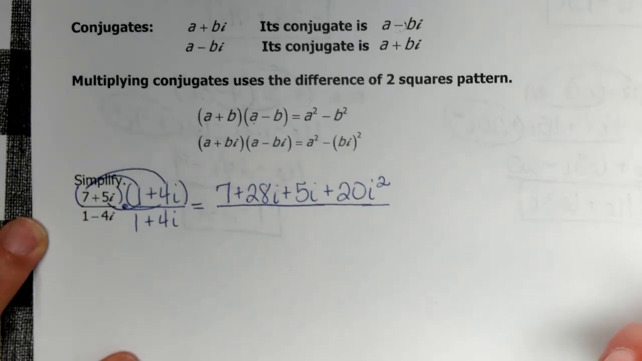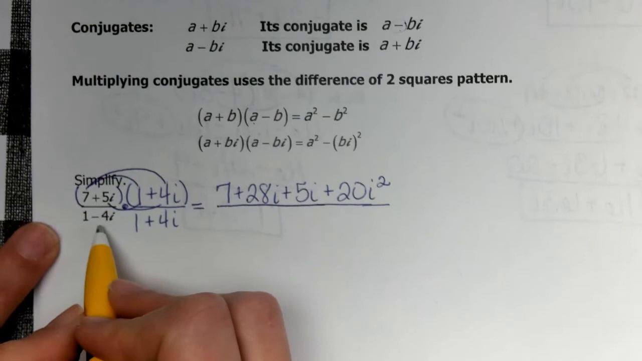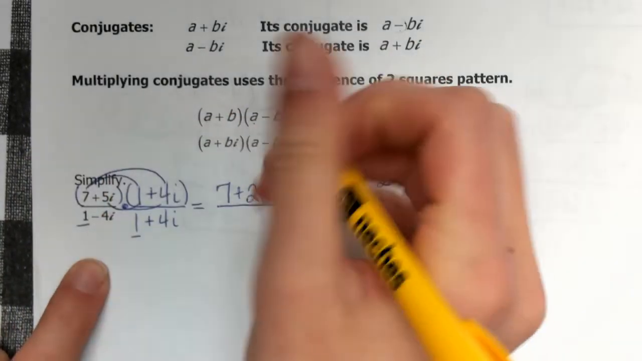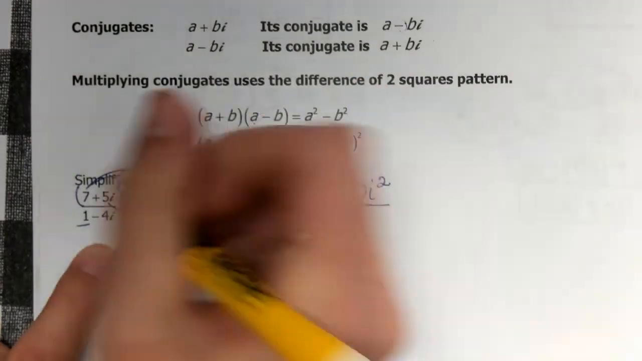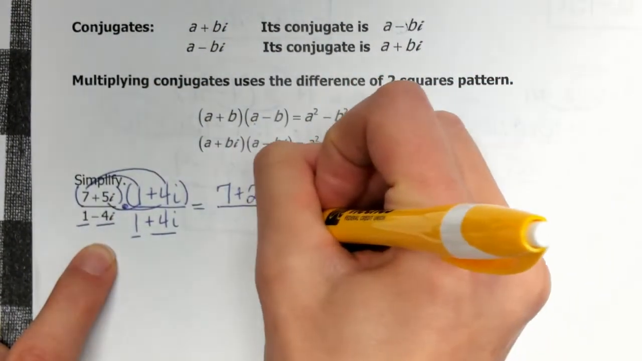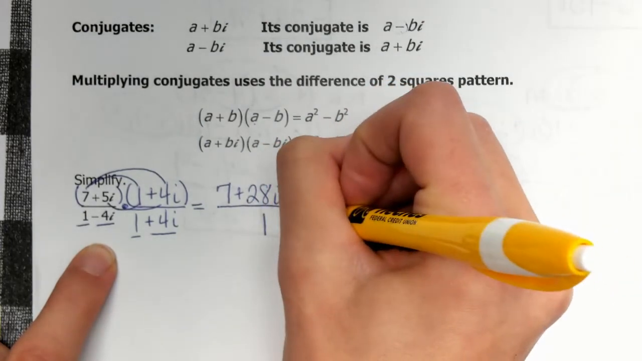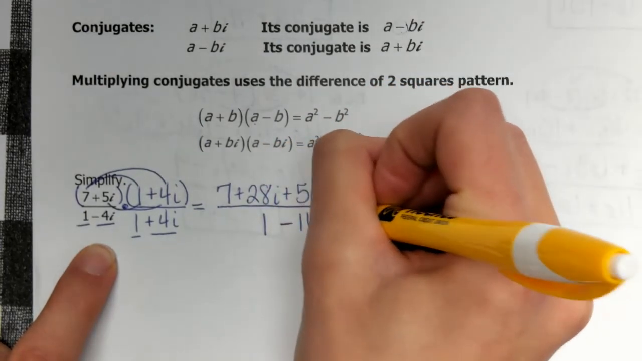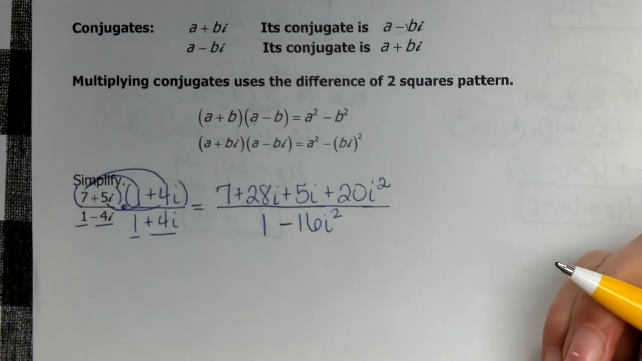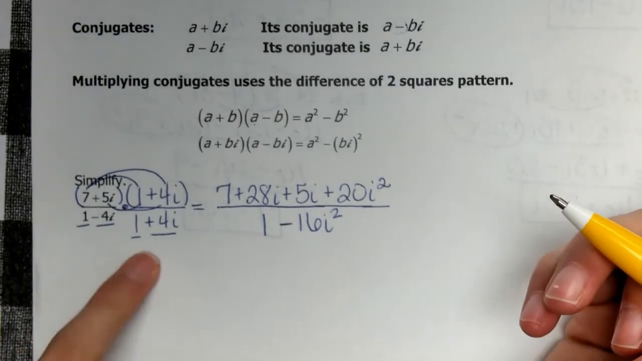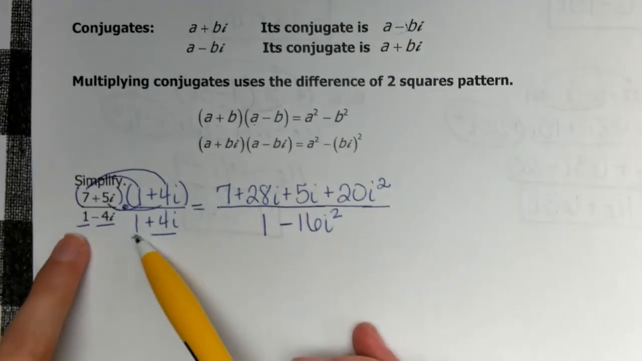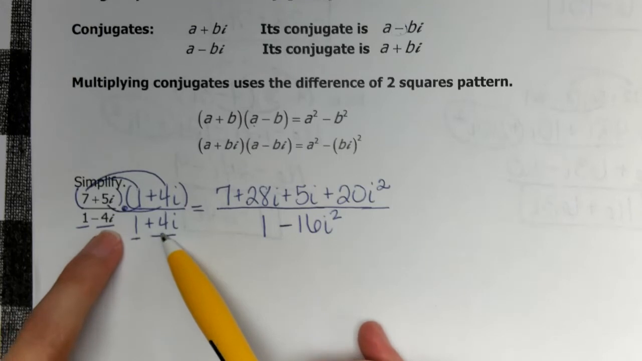Okay? Now the denominator, it's a conjugate. So I do 1 and 1, which is 1. Negative 4i times 4i is negative 16i squared. Okay, so for those of you who weren't here last class, the conjugate allows us to do a shortcut. We don't have to FOIL it. The pattern is first times first minus second times second.